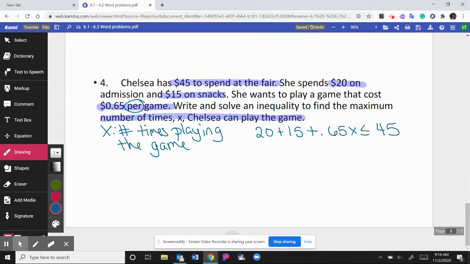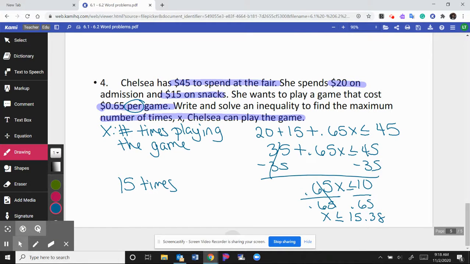So read through, figure that out. Okay, so really it should be a less than or equal to symbol in there, because Chelsea only has $45 to spend, so she cannot spend any more money than that $45. But she can spend equal to it, so that should be a less than or equal to sign. So again, pause the video, go through and solve. All right, so hopefully going through and solving here, you can see that your answer should have been x is less than or equal to 15.38.